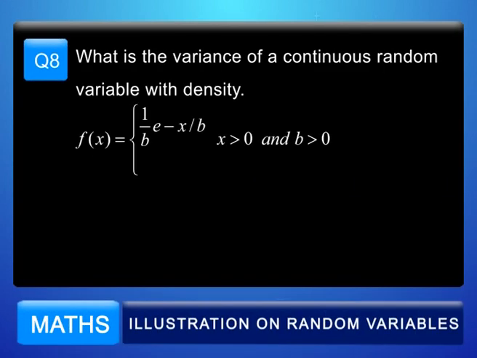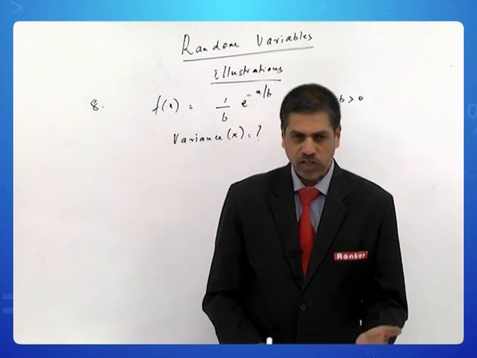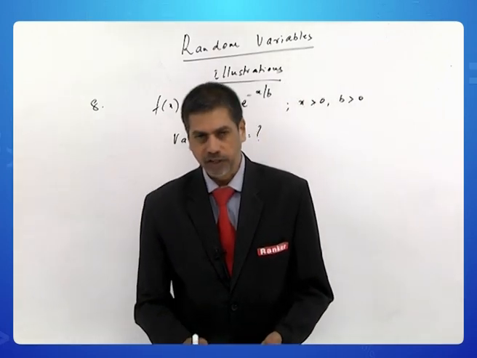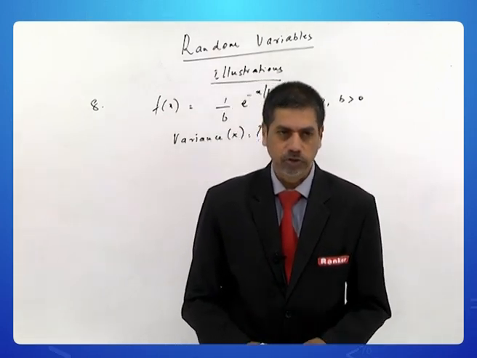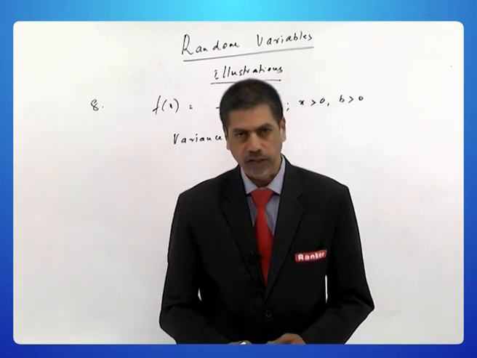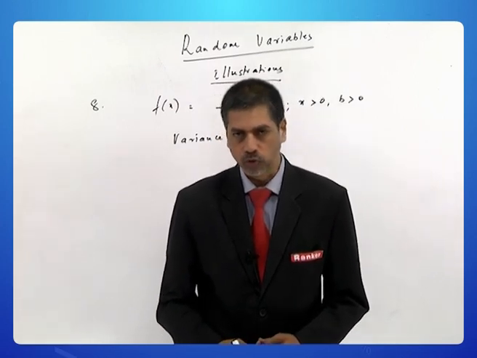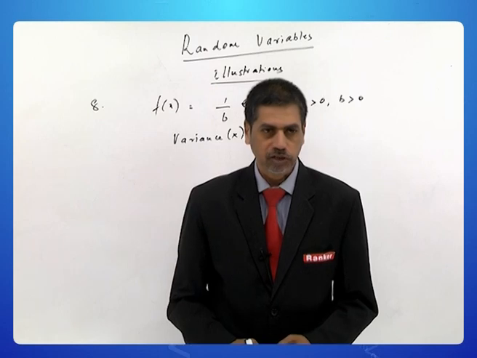Question number 8. What is the variance of the random variable x whose density function f of x is equal to 1 by b into e power minus x by b, where x is greater than 0 and the parameter b is greater than 0. Again, this was selected not because of any great difficulty, but this is a well-known distribution in communication engineering and otherwise in other areas also. This is called the exponential distribution.